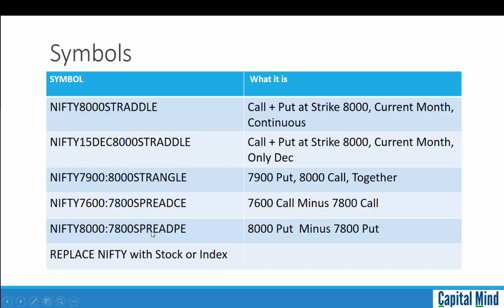You could do the same thing with the put spread. Just remember that the first one, the 8,000, is the put, that is what we take on the left side. We minus the second put, and then we just show the difference. So you can actually trade this spread as an individual entity rather than looking at both options separately.